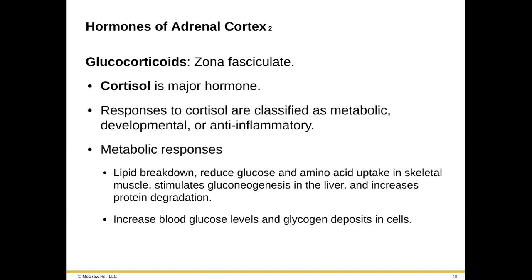But in terms of metabolic responses, what it does is lipid breakdown. It's going to reduce the glucose and the amino acid uptake in the skeletal muscles. It's going to stimulate gluconeogenesis in the liver and increase the breakdown of proteins. It's also going to increase blood glucose levels and glycogen deposits within the cells.